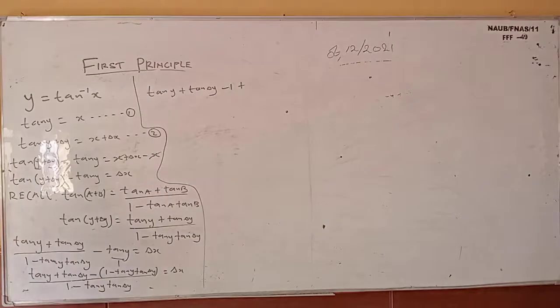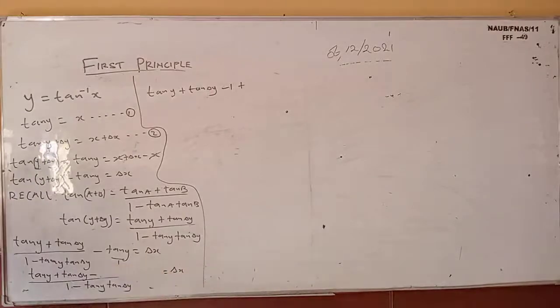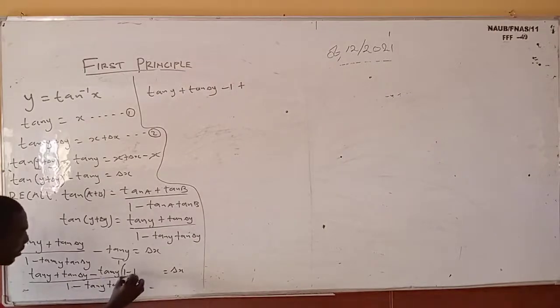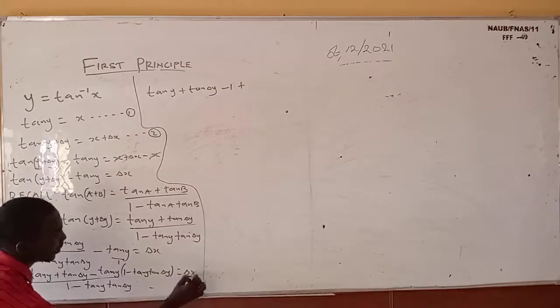Sorry, there's a little error here. 1 in this is this, right? This multiplied by this, so I have to put tan y into 1 minus tan y tan change in y equals change in s.